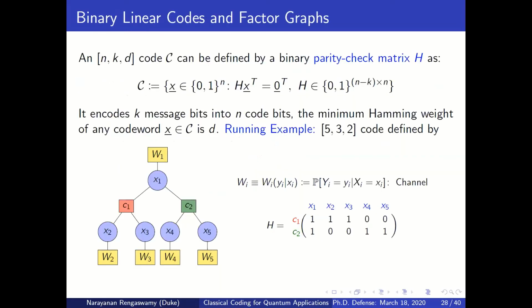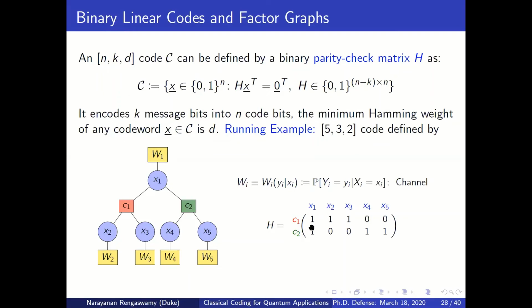So let me start with classical belief propagation. As most of you might know, a classical binary code is defined by what's called a parity check matrix. The code is just the null space of the matrix in the binary vector space. So every code word is orthogonal to every row of the parity check matrix. Such a code encodes k bits into n bits. One example is this [5,3,2] code. It encodes 3 bits in 5 bits, and the parity check matrix looks like this.